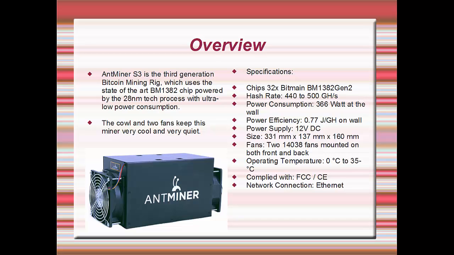Specifications: chips 32 times Bitmain BM1382 generation 2, hash rate 440 to 500 gigahash, power consumption 366 watts at the wall, power efficiency is 0.77 joules per gigahash on wall, power supply is 12 volts DC, size is 331 millimeters times 137 millimeters times 160 millimeters, fans 2, 1,438 fans mounted on both front and back, operating temperature is between 0 and 35 Celsius, complied with the FCC, CE, network connection Ethernet.